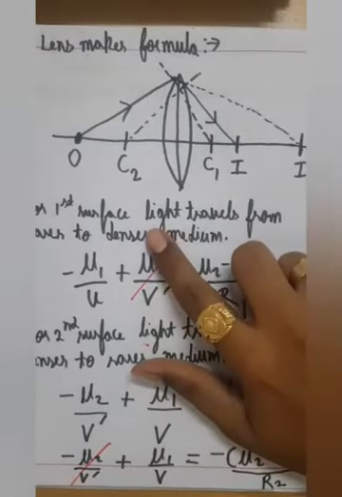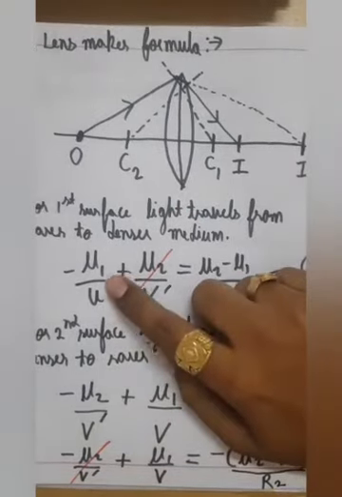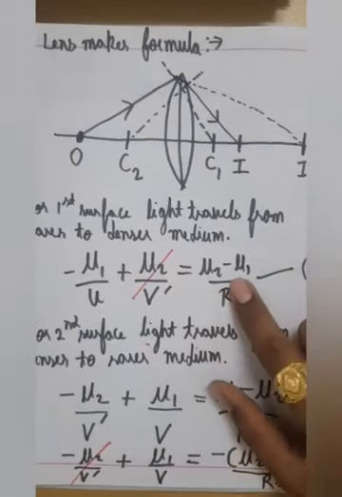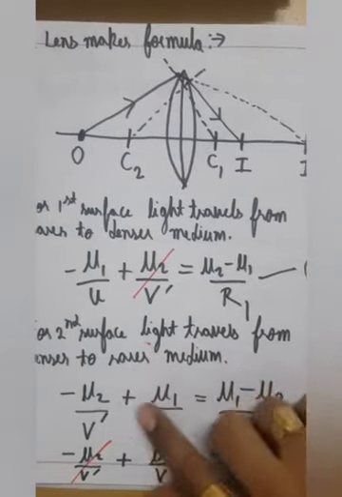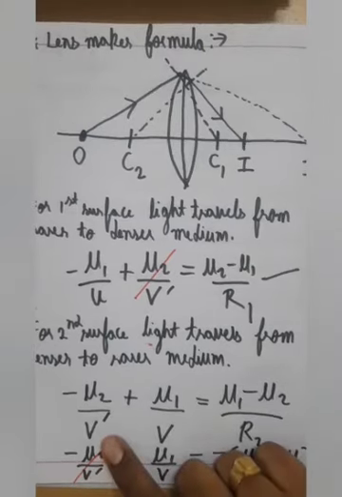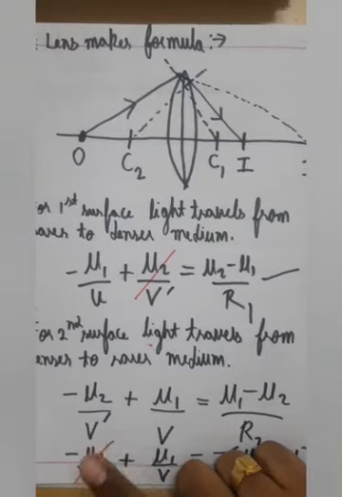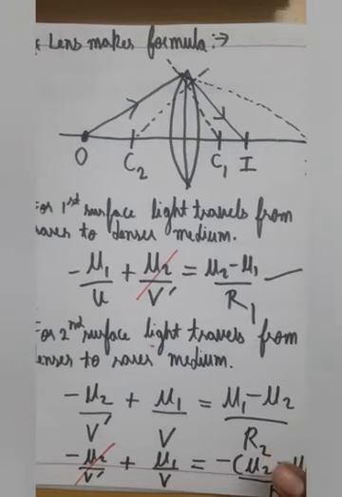First I have taken the first surface. According to the equation of surfaces, minus mu1 upon u plus mu2 by v dash is equal to mu2 minus mu1 upon r1. And for the second surface also we will take the same equation. Now for the second surface, minus mu2 upon v dash plus mu1 upon v is equal to mu1 minus mu2 upon r2. Accordingly, I have taken the values. Instead of u, I have taken v dash, because the image by the first surface would behave like the object for the second surface. And obviously here I will take r2 because this is the second surface.